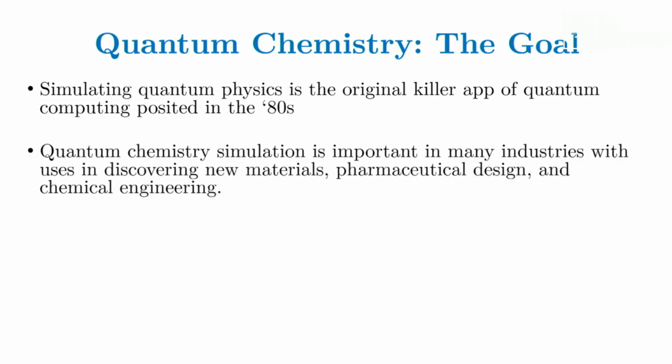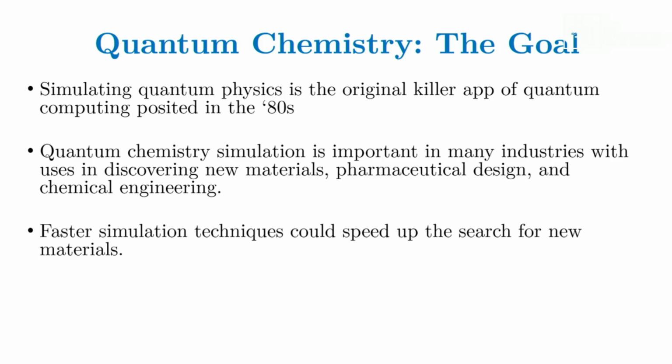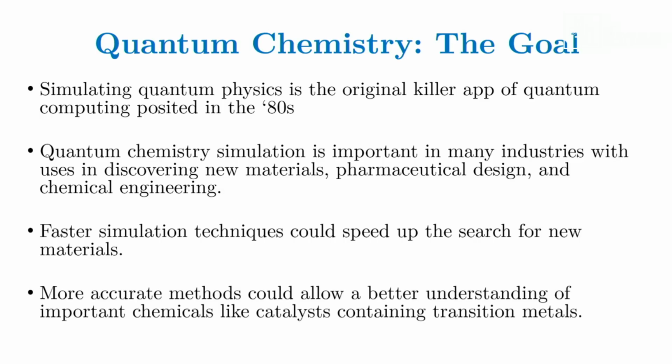Right, and quantum chemistry simulation is important in a huge number of areas, right? As we heard earlier, pharmaceutical design, getting new drugs, getting new materials for building cars and planes, getting new materials for getting better photovoltaics, batteries, all sorts of huge implications from improving our ability to understand what chemical reactions are going to occur and what material properties we're going to have. Further, faster simulation techniques can allow us to better search for these materials when we're designing new ones, and more accurate methods could allow us to better predict and understand properties and understand why some of these materials work in the way they do.